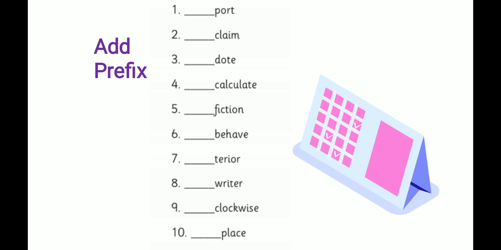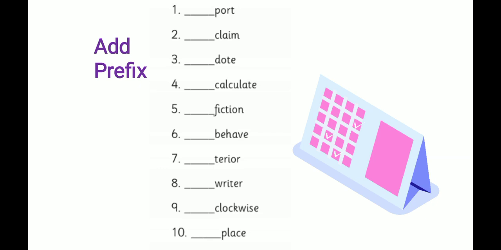In number 6, it is behave. It is very easy. I think you can try it. You can say the answer also. Number 7, terrier. You can use in. It will become interior. You can use ex. It will become exterior.